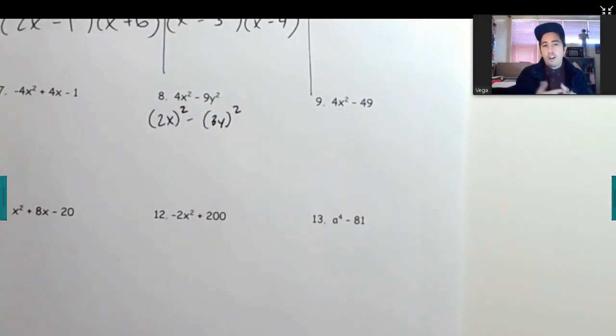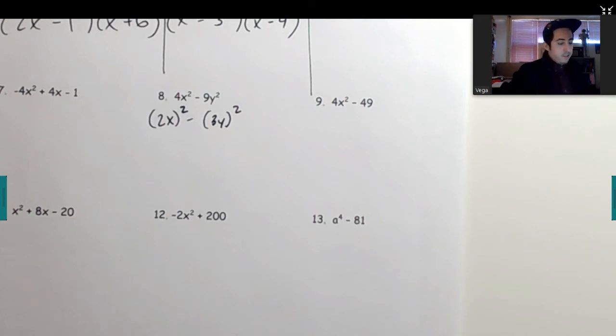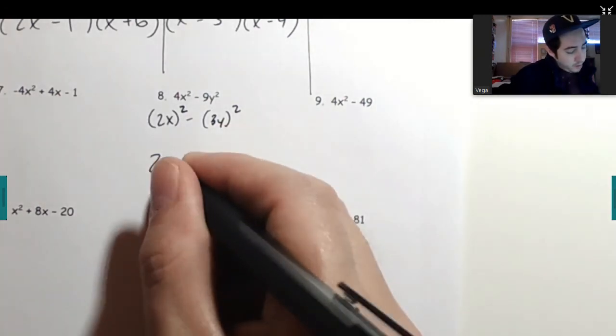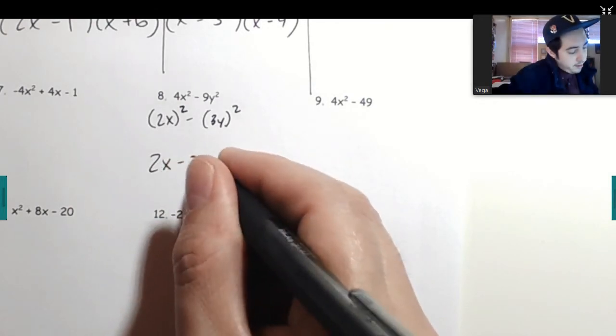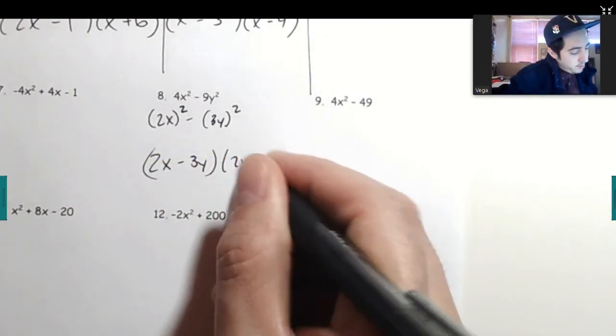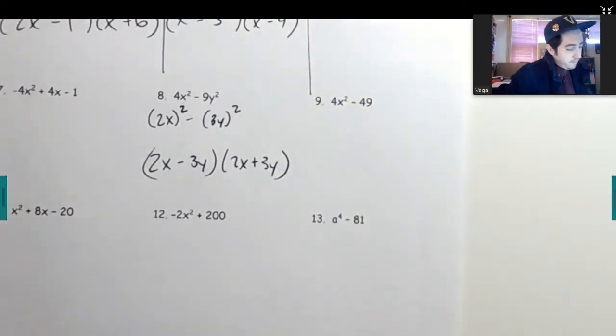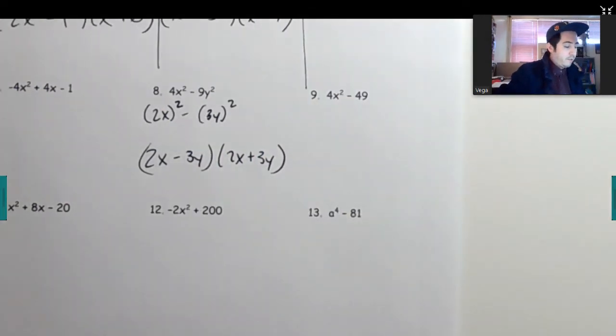When you see 4, 9, 16, 25, 36, 49, 64, 81, those are perfect squares. So that should be a hint that that's what the problem is. So this becomes 2x minus 3y times 2x plus 3y. It's a difference of two squares.